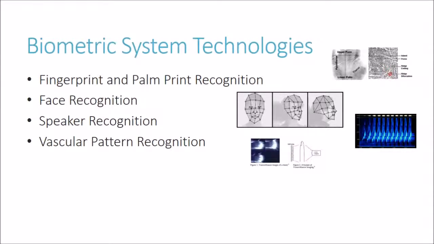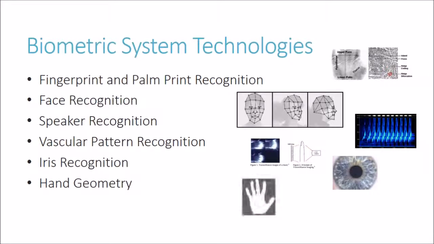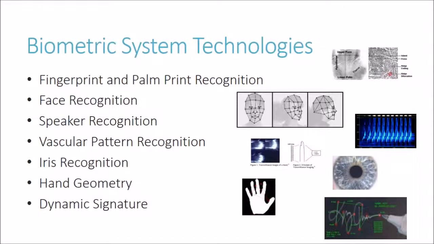Vascular pattern recognition systems utilize near-infrared imaging of a person's blood vessels, such as those that are found in their eyes, hands, or fingers. Iris recognition systems detect unique color and structural features of an individual's eye. Hand geometry systems utilize spatial and geometric pattern recognition of hand silhouettes, such as the length, width, and surface area of a person's fingers or their whole hand. And finally, dynamic signature systems have a person sign a digital display, which then collects information on the direction, stroke, pressure, and shape of their signature.